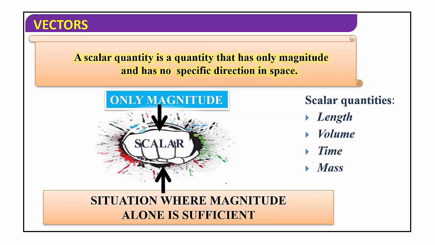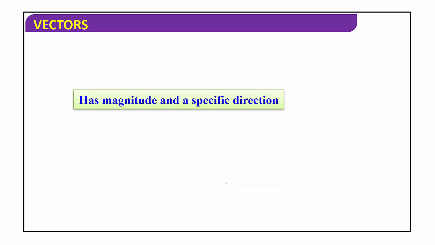Next example, mass. Mass of the object. It is constant. 10 kg, 50 kg, 100 kg, 1 gram. So mass of the object is having only magnitude. There is no direction. According to the direction, its value never changes. Is it clear? So these are some examples for scalar quantity.